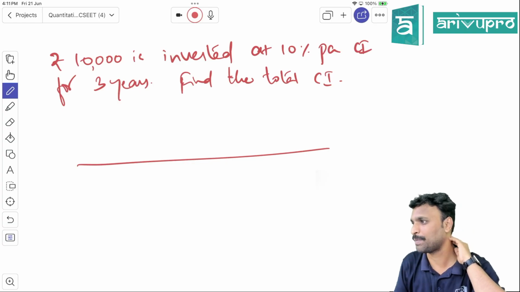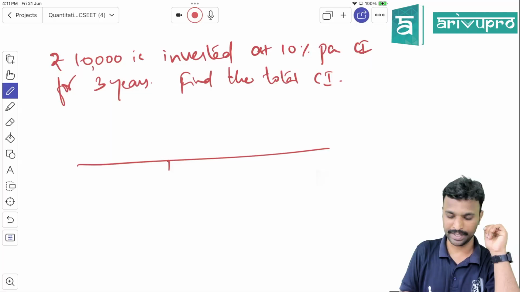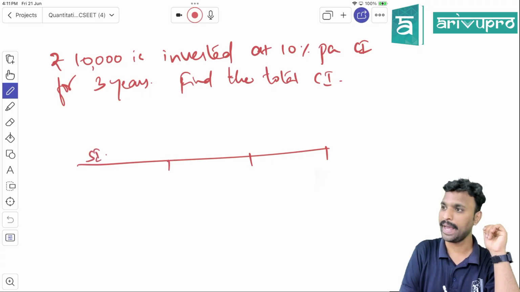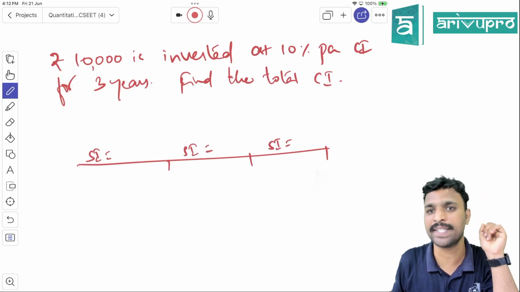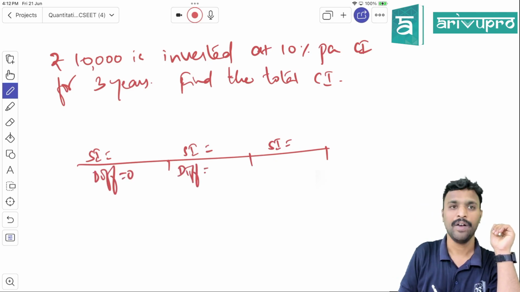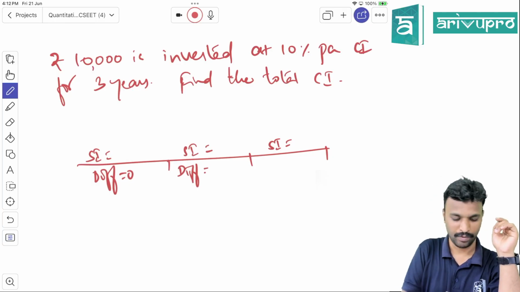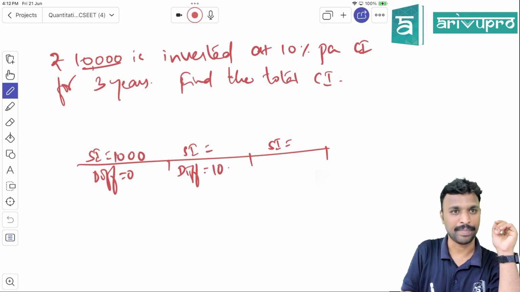That method I shall explain first of all, then we can try to visualize how to solve it. How many years? 3 years. First year SI, second year also SI, third year also. On top of every year it is SI only. First year difference 0. How do you find the second year difference? Whatever the first year SI is into percentage. First year SI is 1000, so here it should be 100.